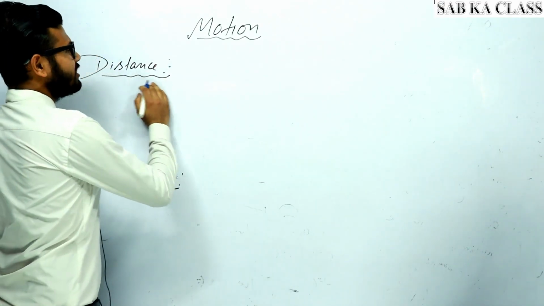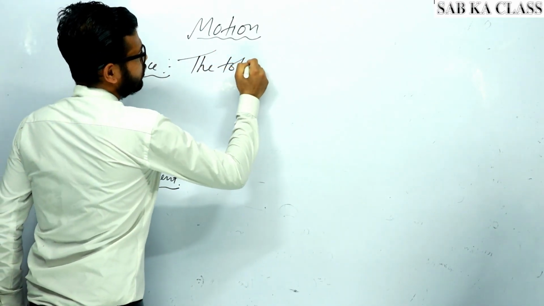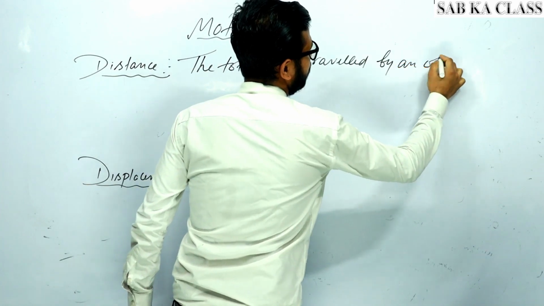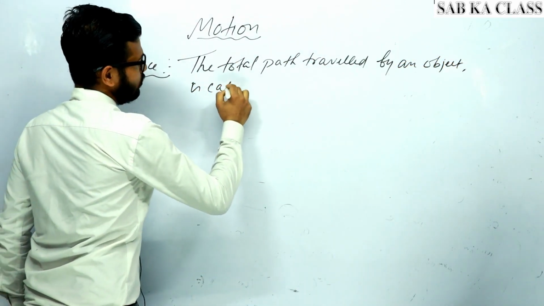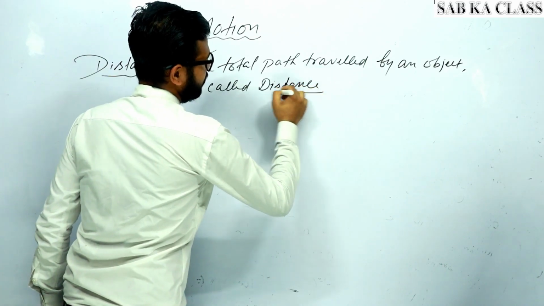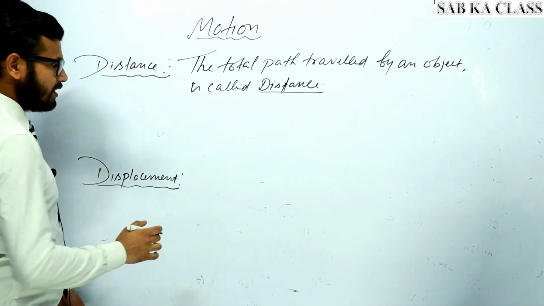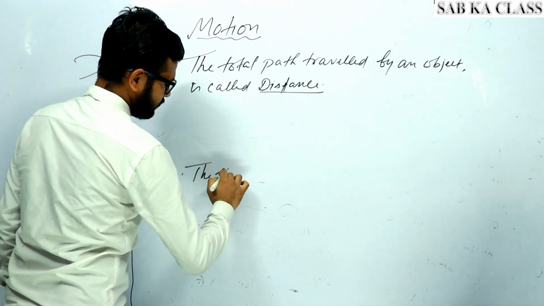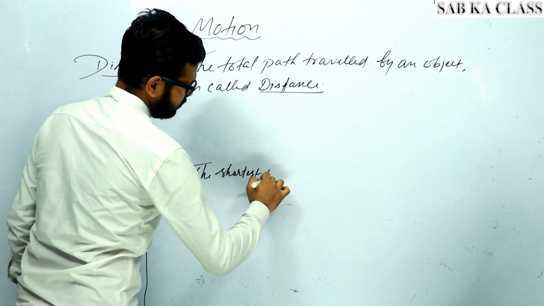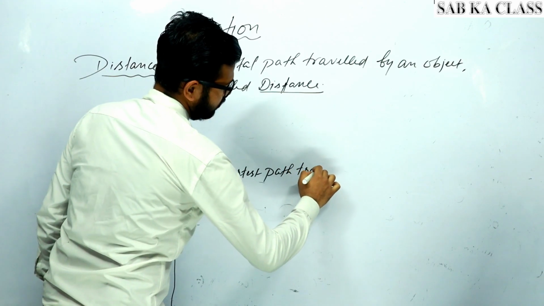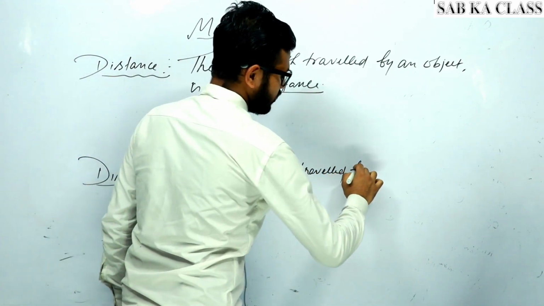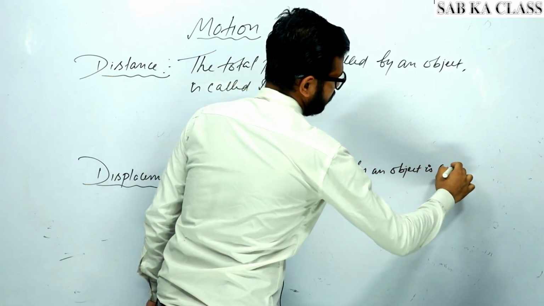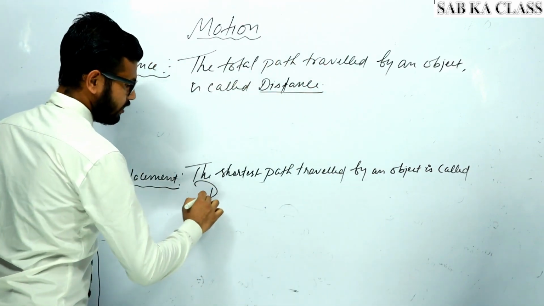So like the definition now. What is distance? The total path. Any doubt here? Now what is displacement? The shortest path. The shortest path traveled by an object is called displacement. There is some other good definition also there.